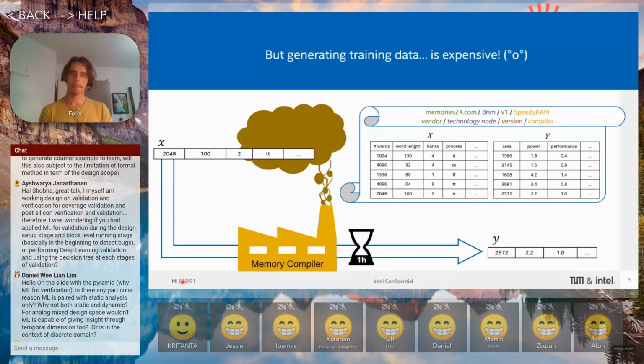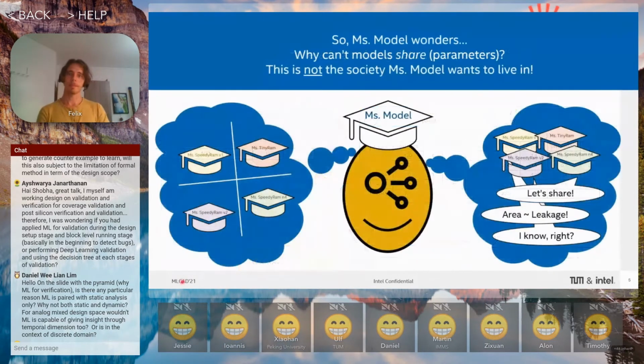So how can we solve this? Now, Ms. Model is wondering, why can't models just share the parameters that they have learned? Because this is not the society Ms. Model wants to live in. So the society as it is, every model here is learning in isolation, right? They don't talk to each other. Everybody has their own data set.